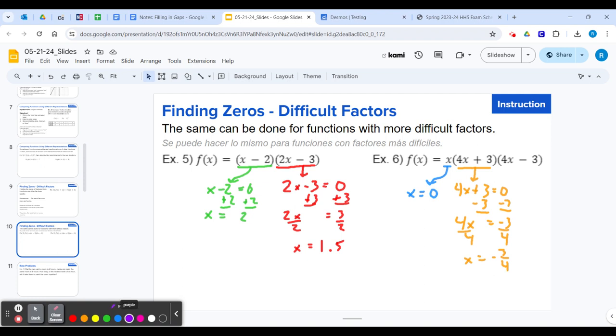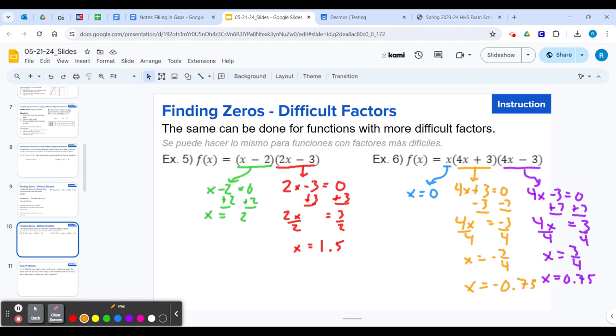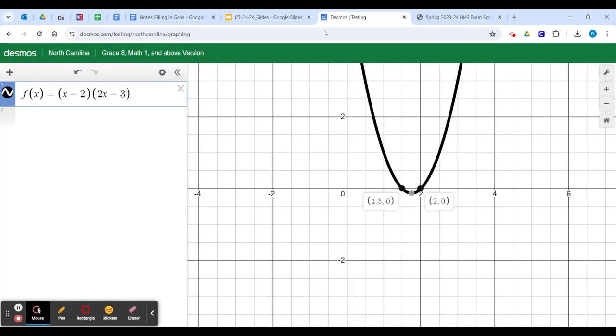And the last one here is setting 4x minus 3 equal to 0. You can follow similar steps here, just adding 3 to both sides first. 4x equals positive 3. And if I divide both sides by 4, I get x equals 3/4. And if you want to write these in decimal format, you can too. x equals 0.75 would work. And with orange, it'd be x equals negative 0.75.